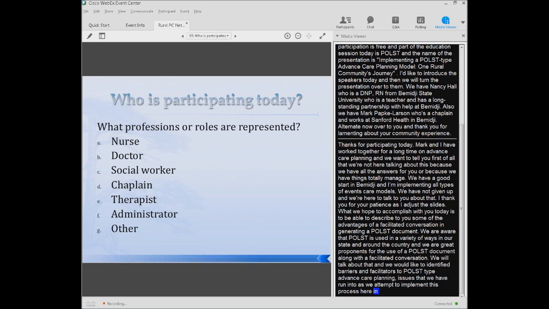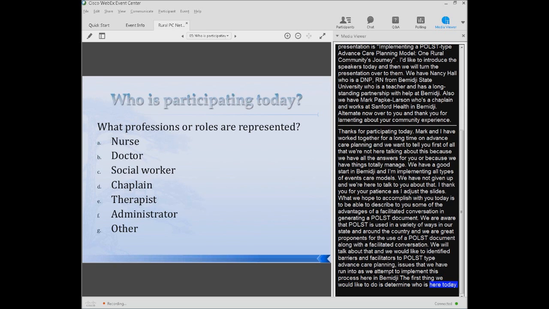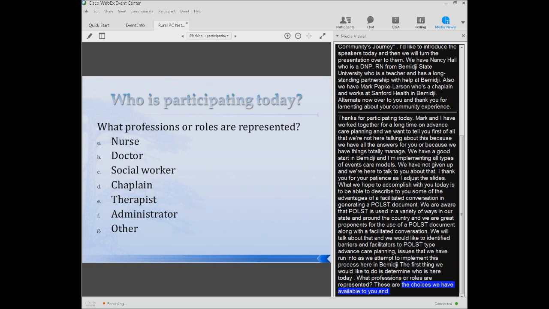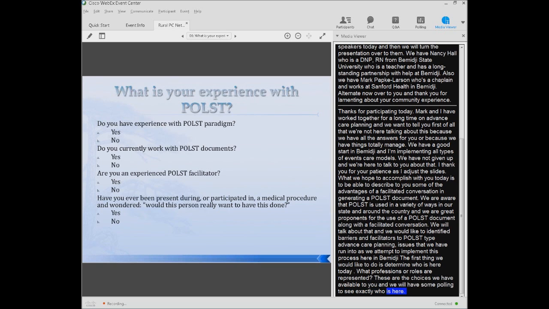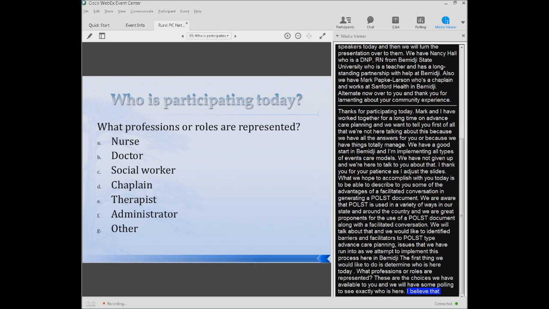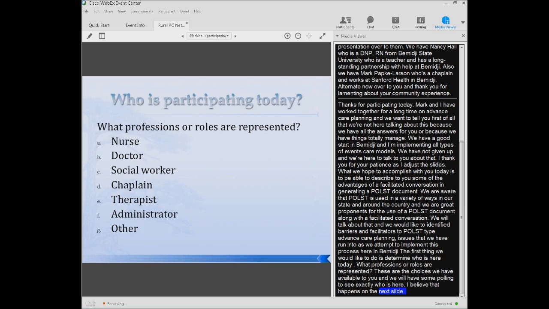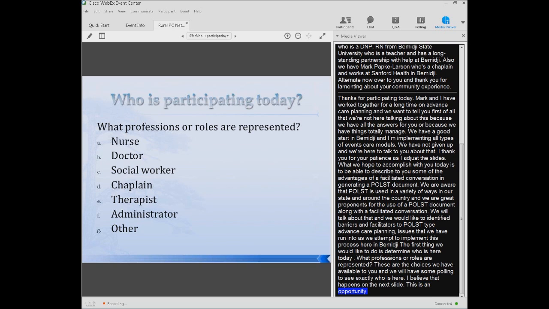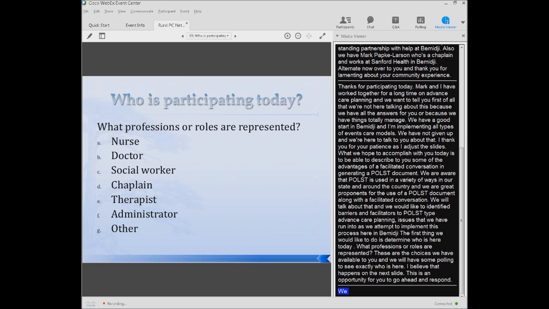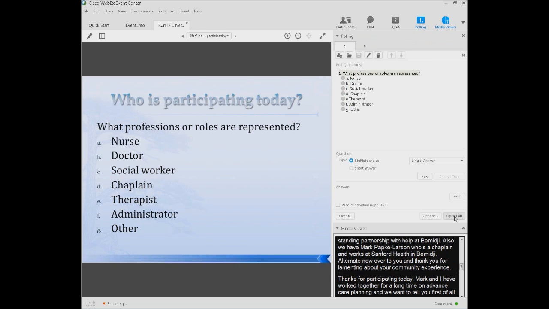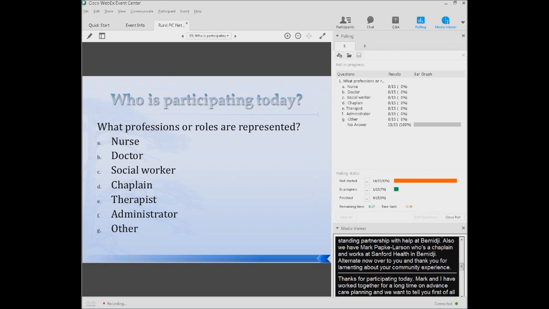So the first thing we'd like to do is determine who is here today. What professions or roles are represented? These are the choices that we have available to you, and we're going to do some polling with this question to see exactly who is here. I believe that will happen on the next slide. Okay, so this will be an opportunity for you to go ahead and respond. I believe you have about 30 seconds. Emily, could you please pull up the polling? Thank you.